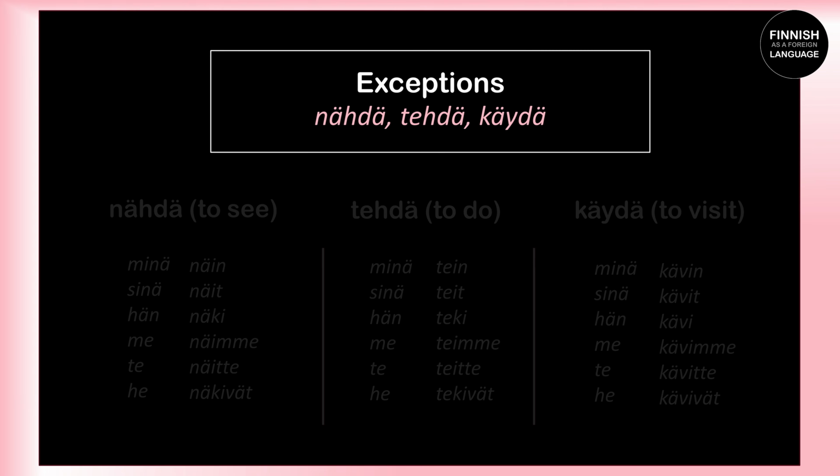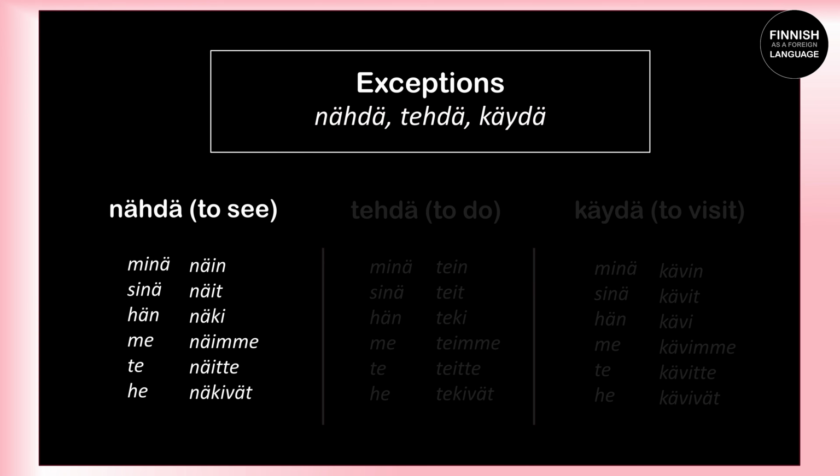Let's move on to our next chapter about the exceptions. There are actually 3. Let's go quickly through them. First one is nähdä, which means to see.